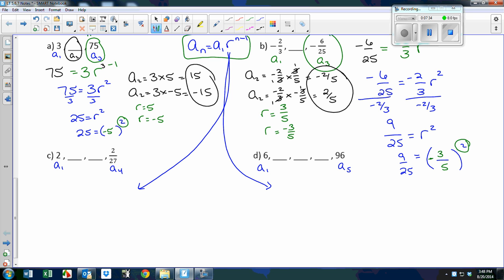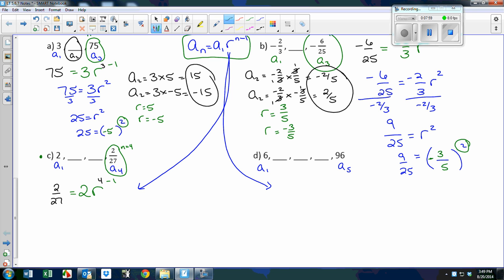So the first step, I'm going to focus on C. It equals first term 2 times r to the blank minus 1. And 2/27 is the fourth term. So when n is 4, the term is 2/27. So we'll put a 4 in the exponent and the fraction 2/27 here.